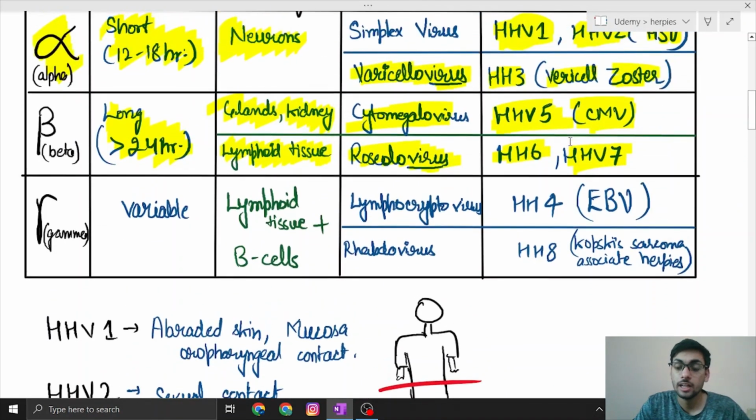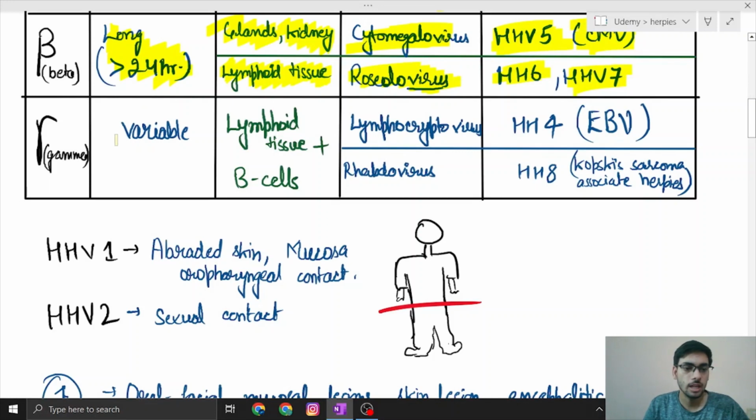enlargement of the cells. Then comes the gamma family. Its replication life cycle is variable, so it can be long or short depending on the conditions, stress conditions, etc., and it latent itself in lymphoid tissue and B cells.